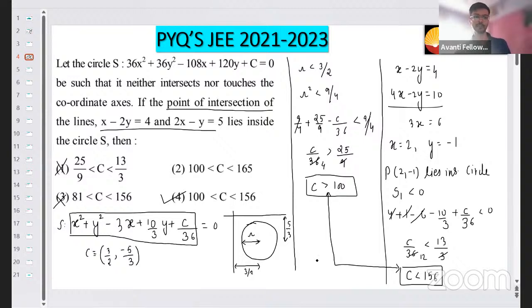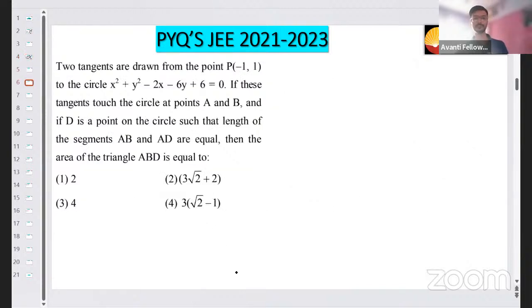Correct, guys? Chalo. Now let's move on to the next question. I'll give you some time to read the next question as well. Please make sure that you break the questions into some parts and then try to solve. Okay? So yeah, this is the next question. Please go through the question.